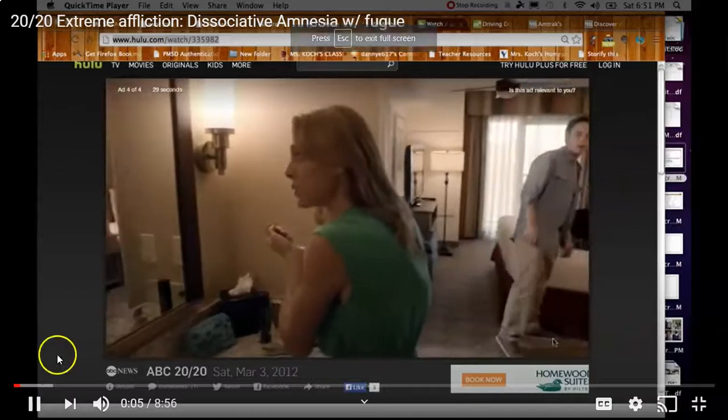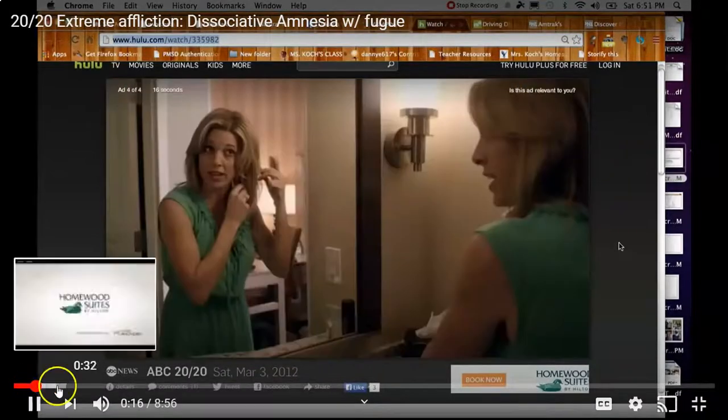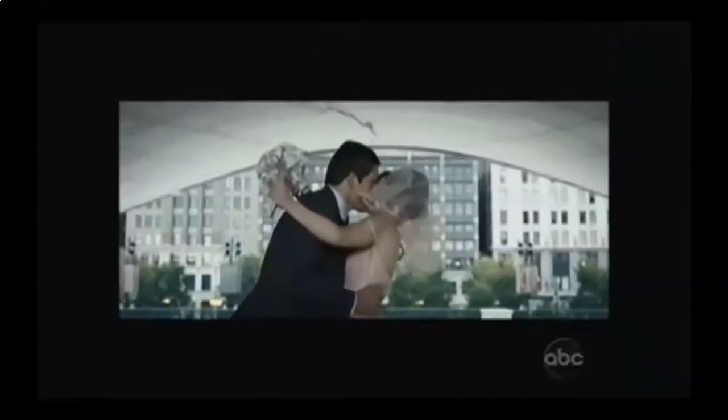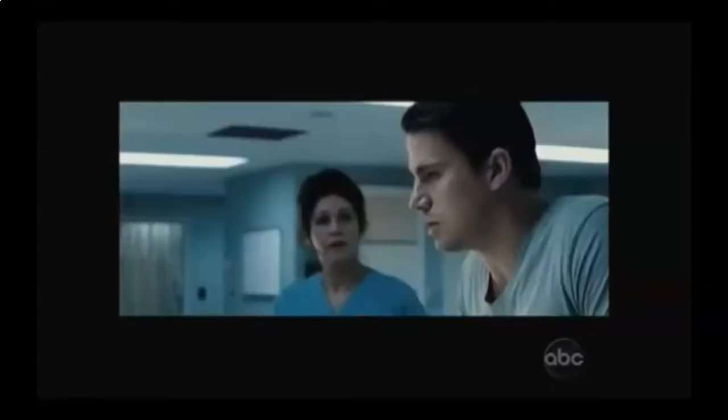Ceremony. And then 3 days later, Sean disappeared. And the next time Rachel saw him, his memory was wiped clean. He had no idea who she was. Chris Cuomo has the story of an extreme affliction that could destroy a marriage. What would happen if the love of your life had an accident and couldn't remember you? Amnesia. She doesn't remember me.